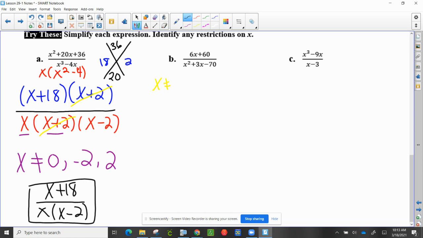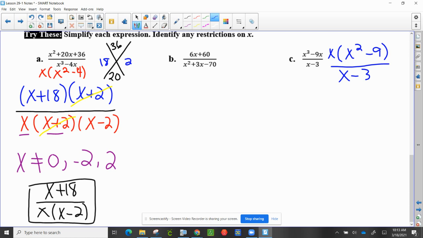Okay, I'm going to go through actually C because I think B will be a little easier for you guys to try. But let me go through C. So on C, we have x cubed minus 9x. So again, they have a common factor of an x, so I'm going to take that out. So that leaves me with x squared minus 9. Now on the bottom, x minus 3, there's nothing to factor there. So it's just going to stay x minus 3.